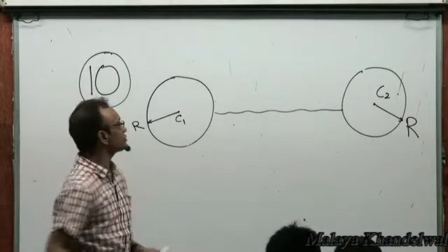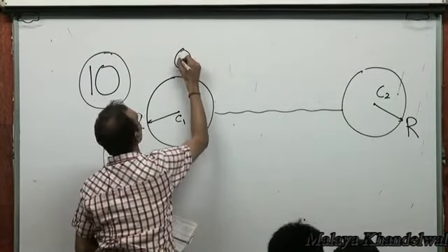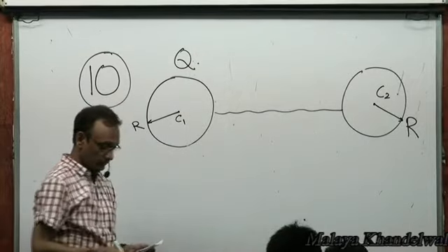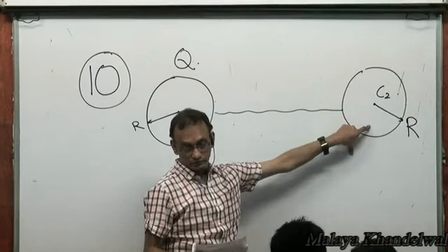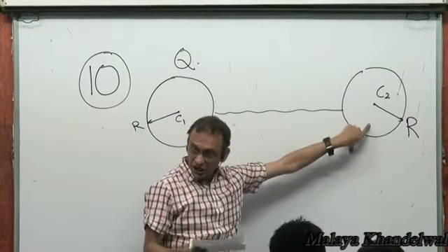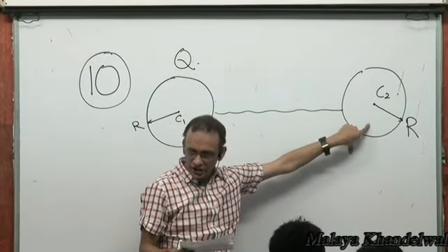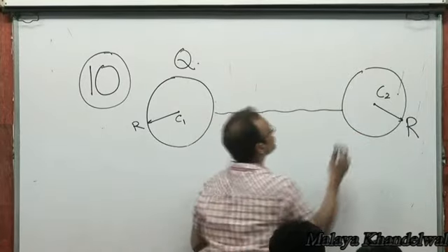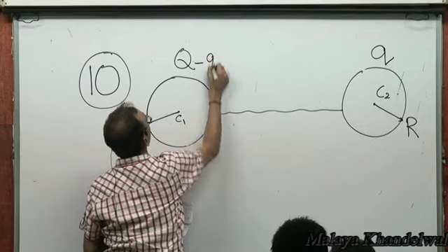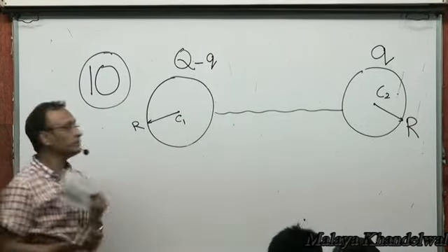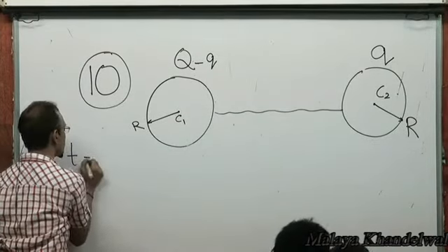One of them carries a charge capital Q at time t equal to 0. At t equal to t1, this is the initially uncharged sphere, and it carries a charge Q. That must be because this would have lost Q. At time t equal to t1, this must be the state.